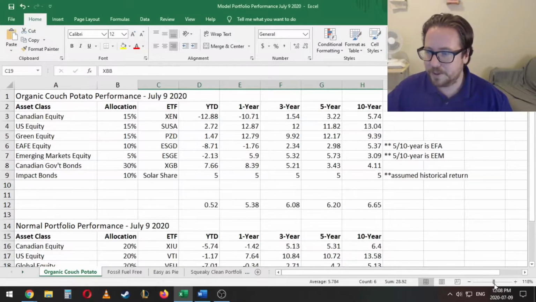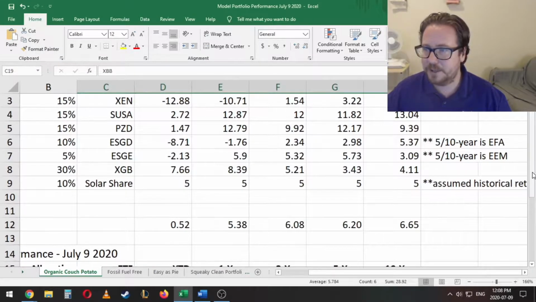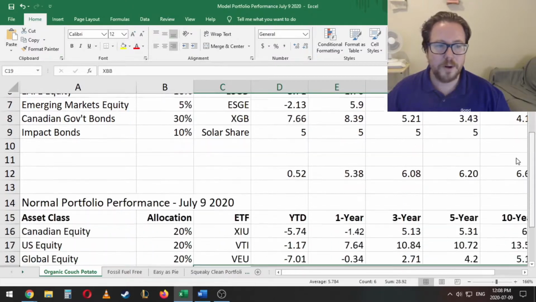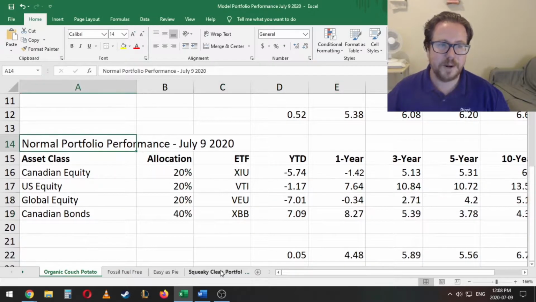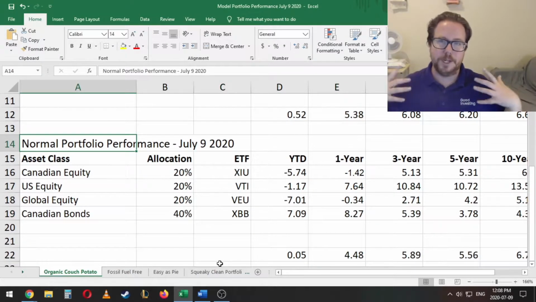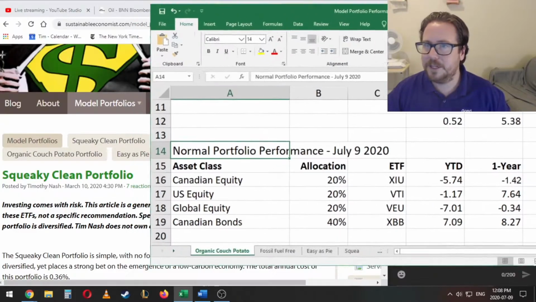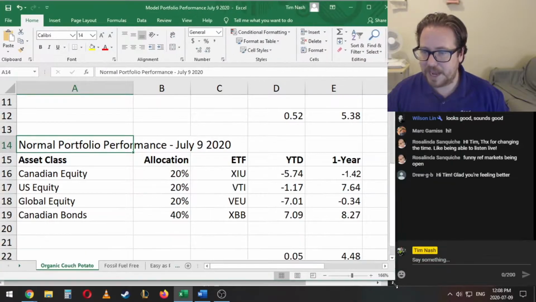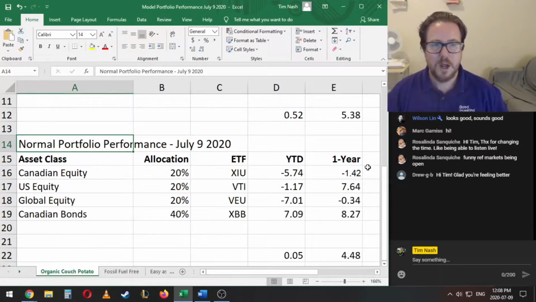So I'll start with the organic couch potato. Forgive my big, messy spreadsheets, but this is how we do it when it comes to measuring performance. What I want to do is just show you that I start with what I call a normal portfolio performance. Let me just get this so that I can still see the chat, because I do like seeing the chat, just in case you've got some questions.